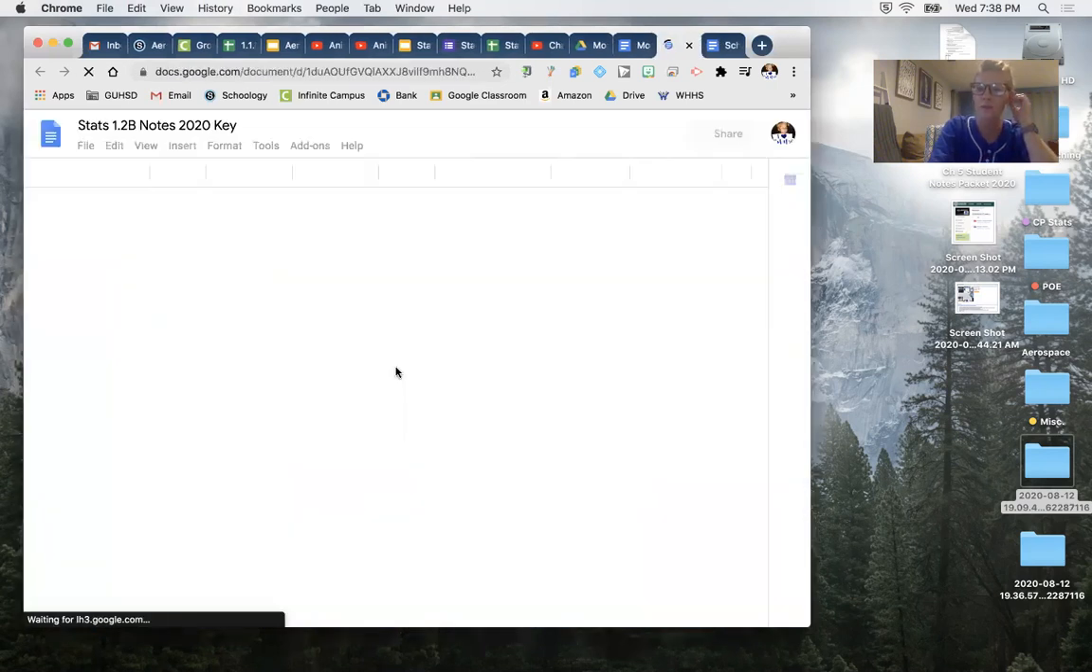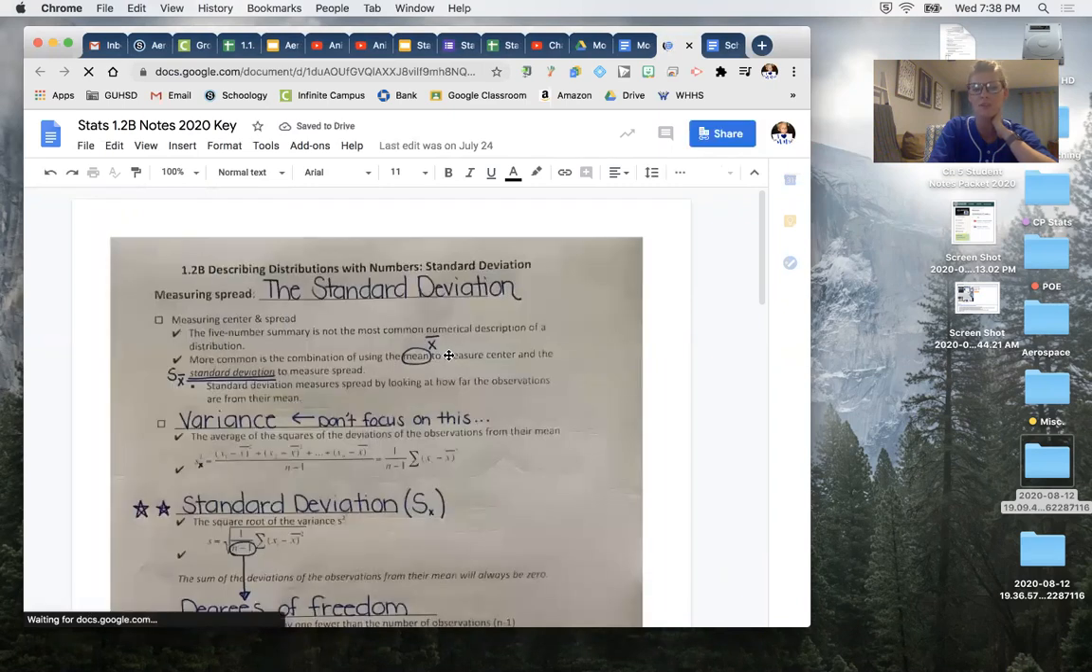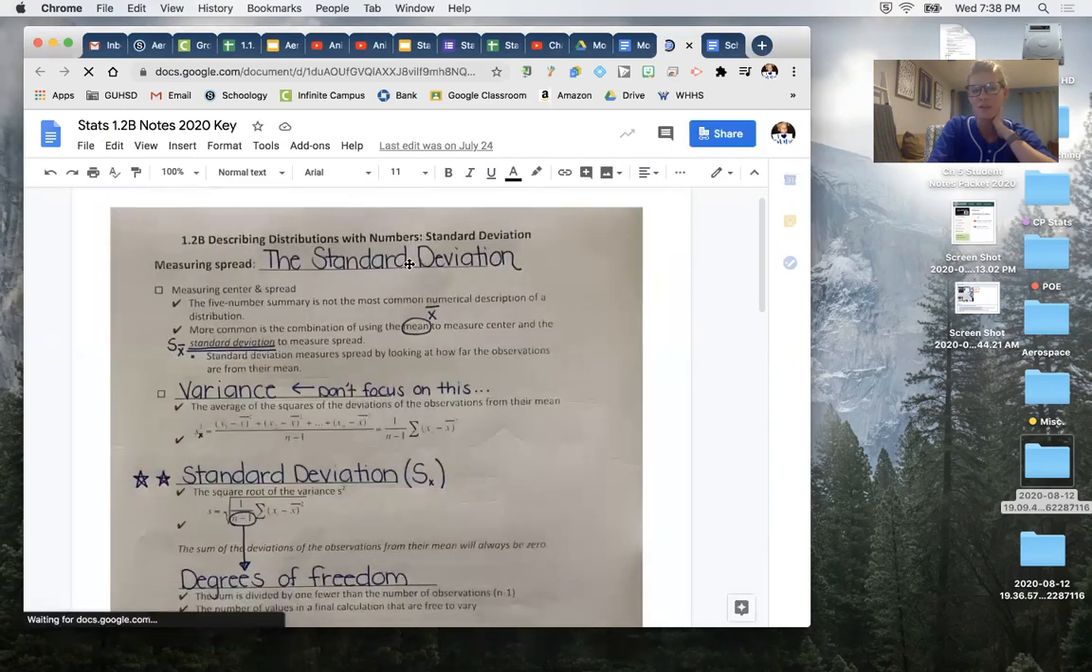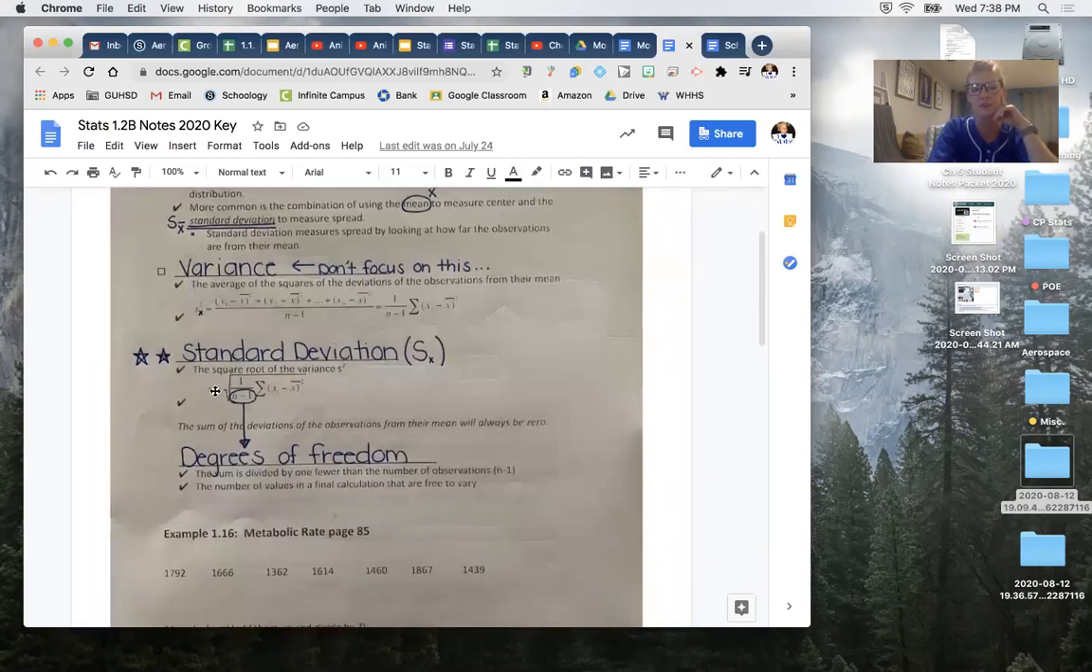So to talk about some key points briefly before I move on to my example, so you can actually see it in action, standard deviation goes hand in hand with mean. For median, we will use IQR and box plots like we did with the 5-number summary on Friday. But for mean, we use standard deviation. Median, IQR; mean, standard deviation. The way that we calculate standard deviation is with this formula right here.